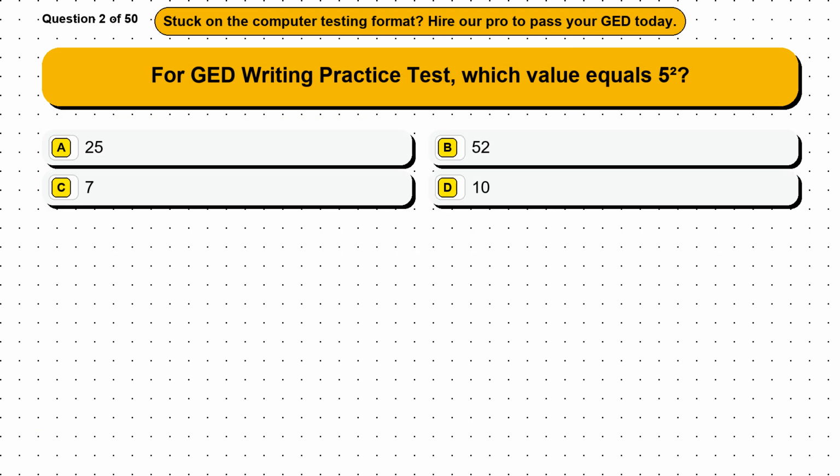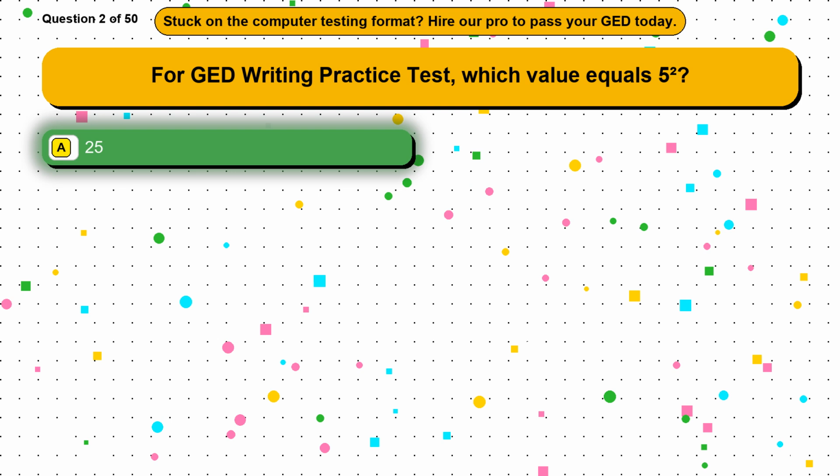Question 2. For GED Writing Practice Test, which value equals 5 superscript 2? Option A 25. Option B 52. Option C 7. Option D 10. The correct answer is option A.